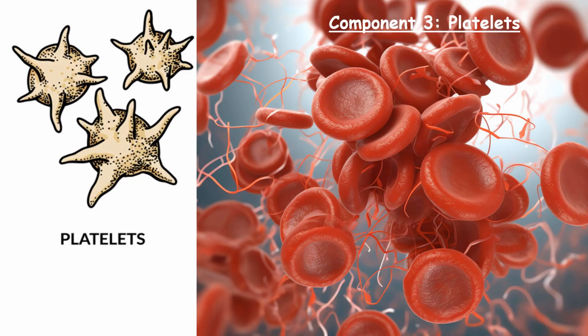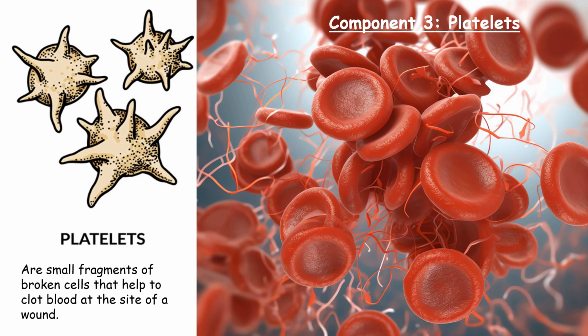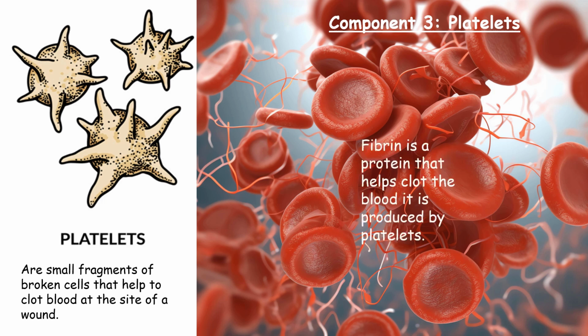The third component of the blood are platelets. They're small fragments of broken cells that help to clot the blood at the site of a wound. Here you see red blood cells being clotted and bound together by a protein called fibrin. Fibrin is produced by platelets.